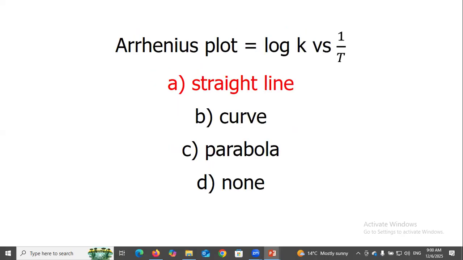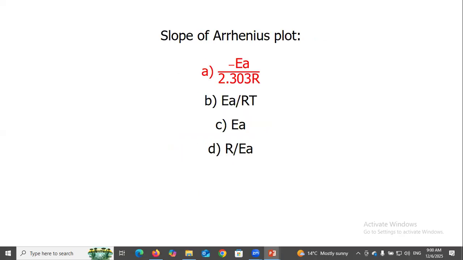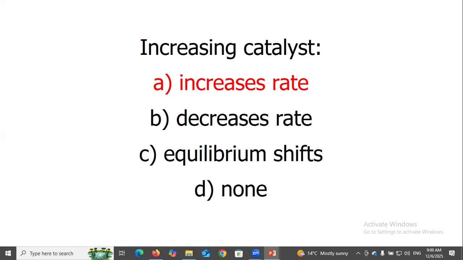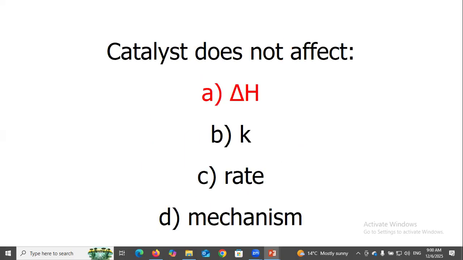Arrhenius plot, log K versus 1 over T, is a straight line, chord, parabola, none. Correct option is option A, straight line. Slope of Arrhenius plot is minus E over 2.303 R. Correct option is option A, minus E over 2.303 R. Increasing catalyst increases rate, decreases rate, equilibrium shifts, none. Correct option is option A, increases rate.